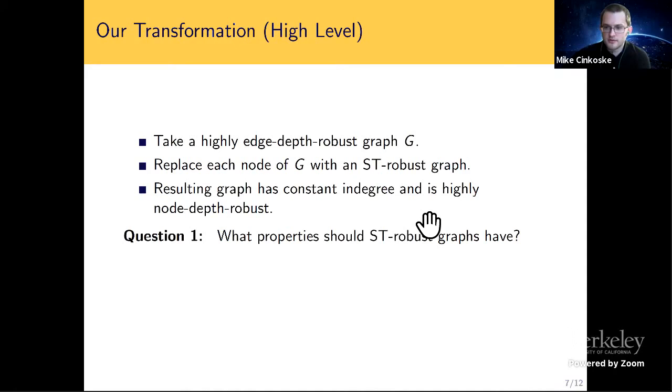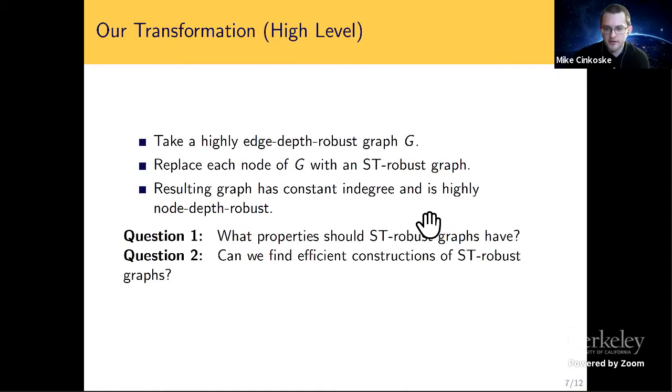So a question that I'll spend the rest of the talk answering is what property should this S-tier bus graph have? Another question you could ask is, can we actually construct these graphs? And the answer is yes, but it's in our paper.